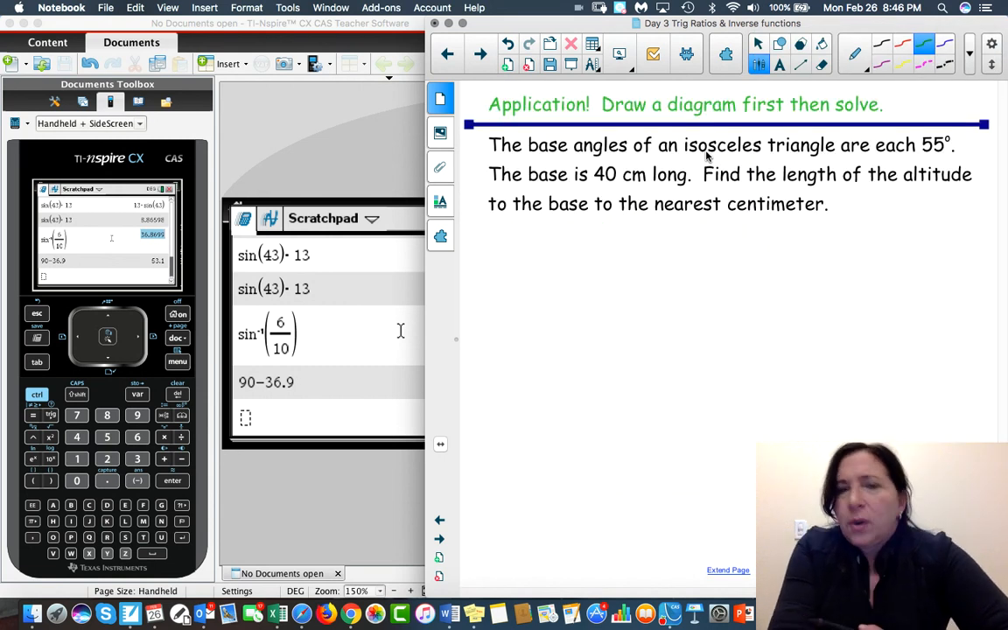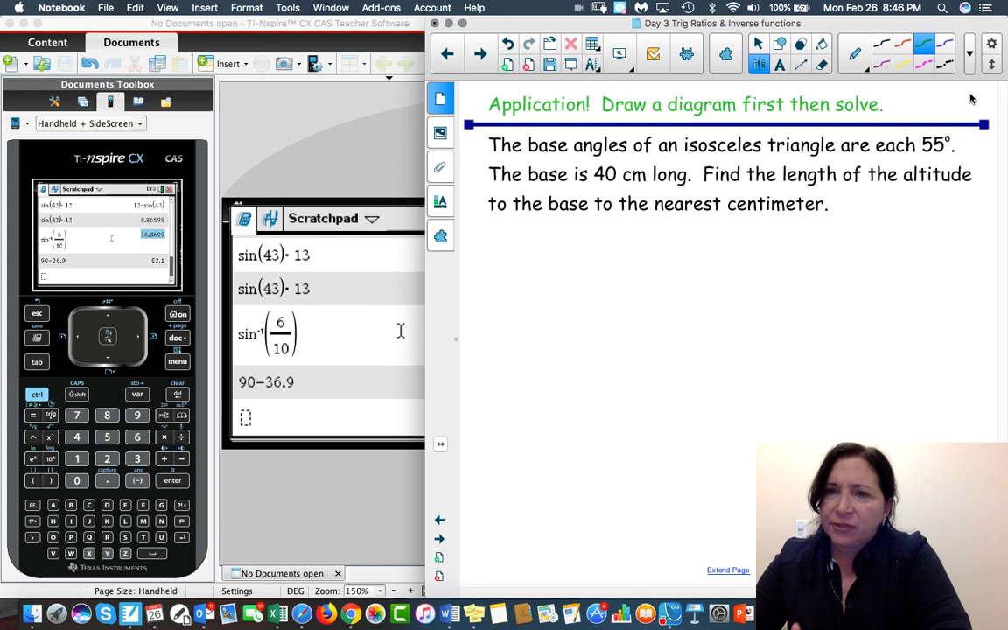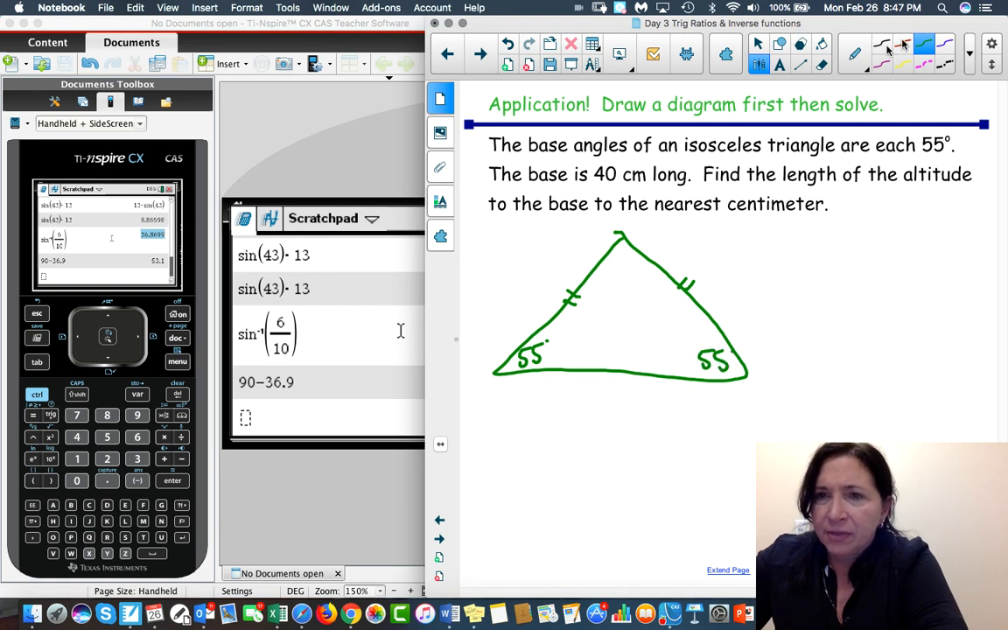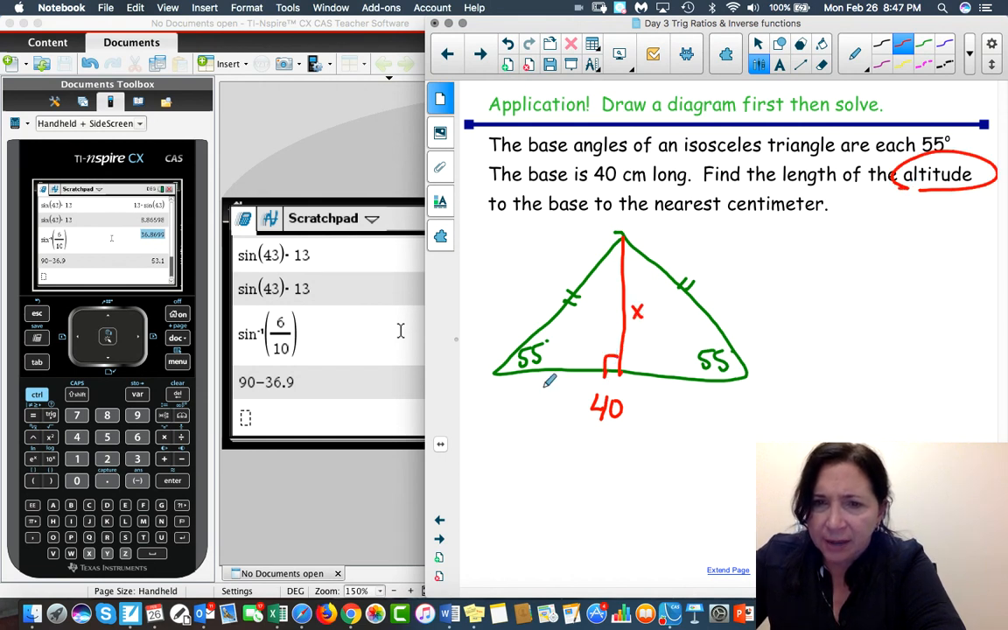Okay. So what we're going to do now is we're just going to look at these application problems. It says the base angle of an isosceles triangle are 55 degrees. Now, we just talked about this. We just did this problem. So that's 55. That means that's 55 degrees. The base is 40 centimeters long. So that means that when my altitude, because I want to know the height of my altitude, x, this value here is 20, all right?